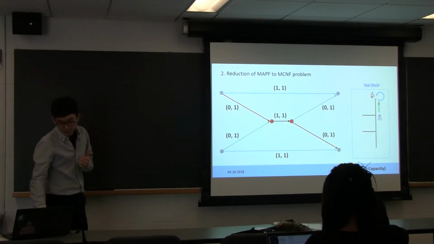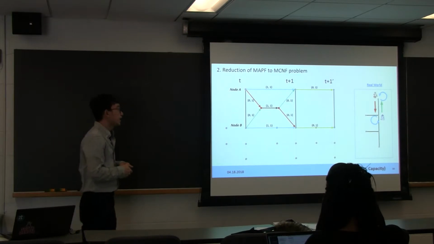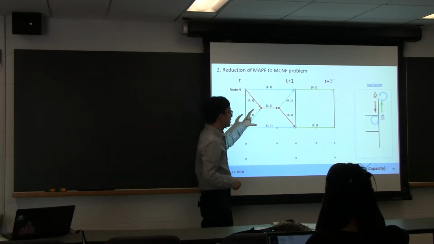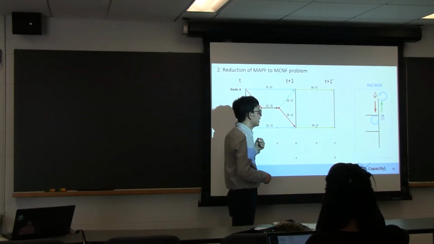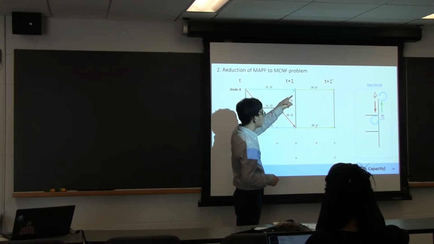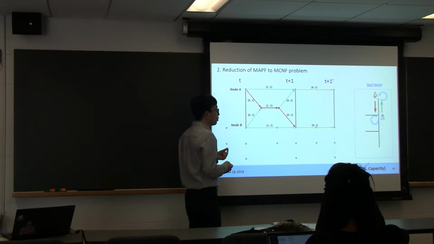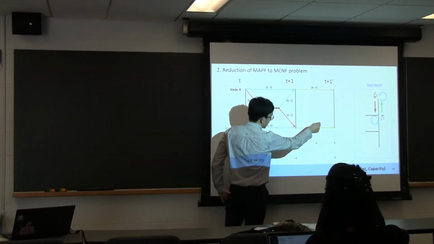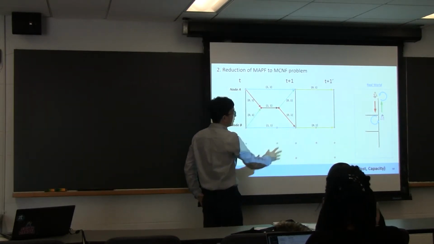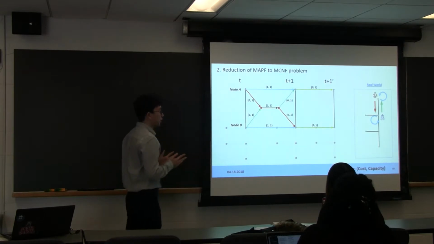So to fix that problem, we can add additional directed edges, like these yellow ones in the slide, and assign capacity 1 for those yellow edges. Then since only one robot can be at each node at the end of this graph, we can prevent the previous situation.